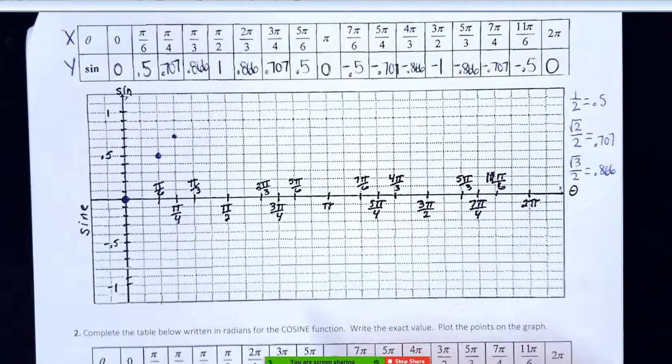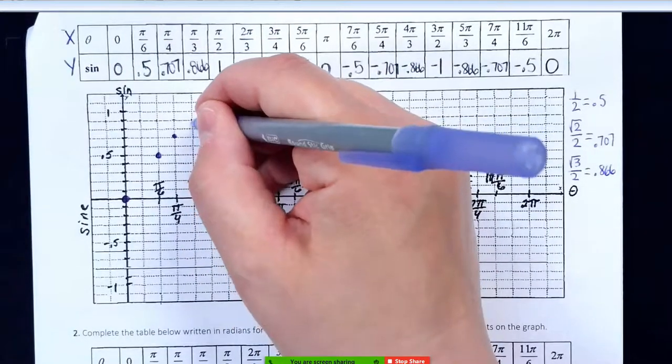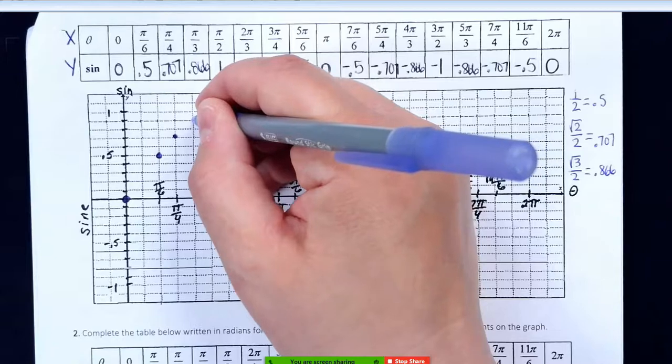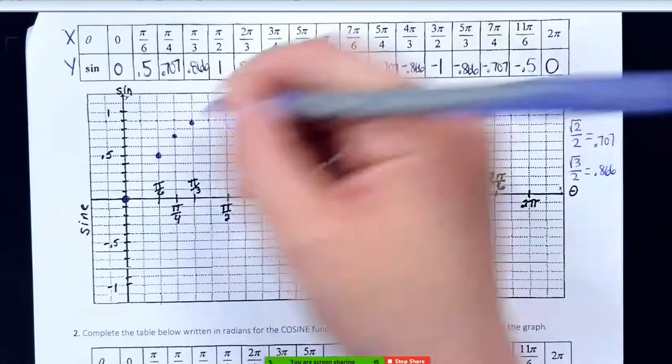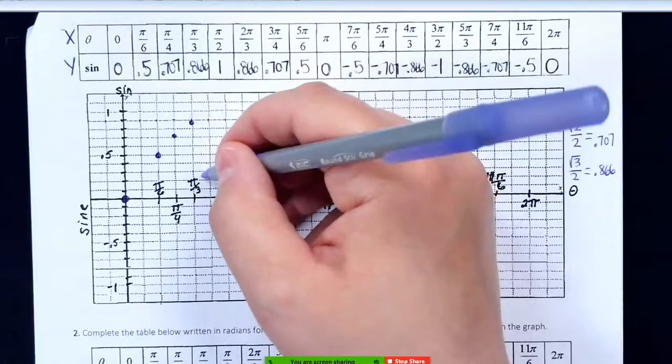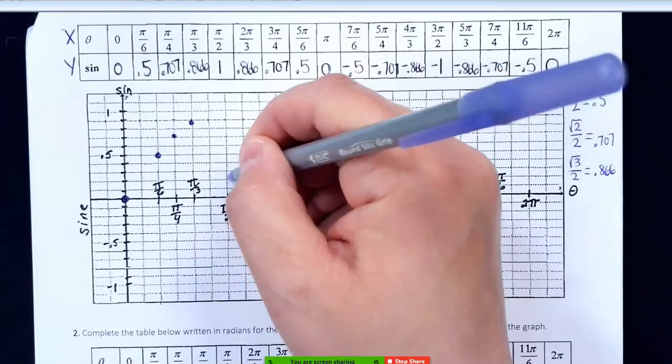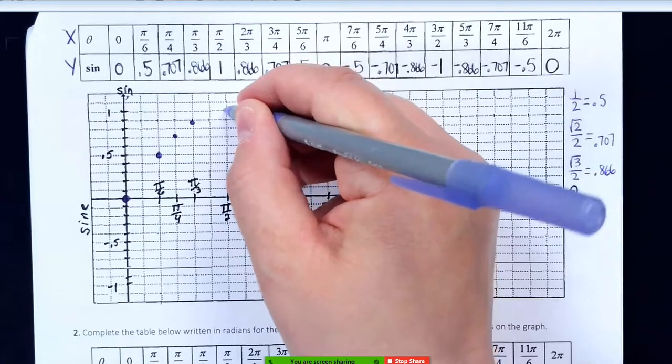Pi over 3, you're at 0.866. So I go up to the 0.9 and then just back it off just a little bit. And then at pi over 2, now I'm going to skip over 2 spots here to get to the pi over 2. You're actually at 1, so that'll be at a nice number.